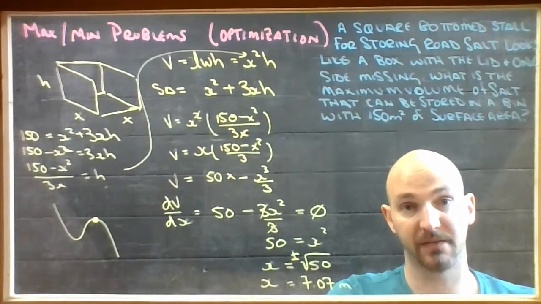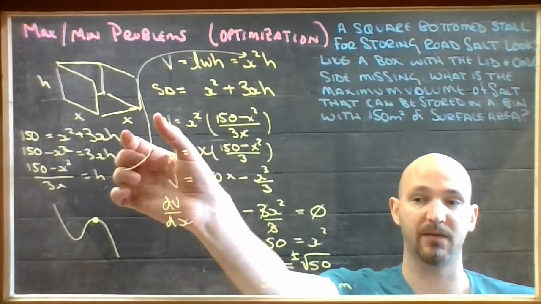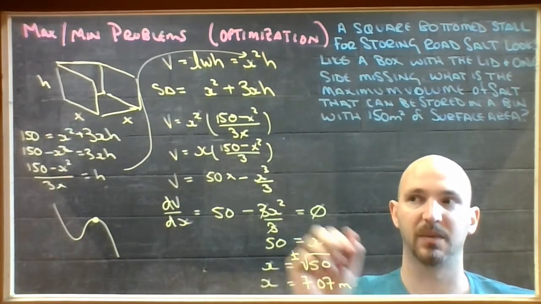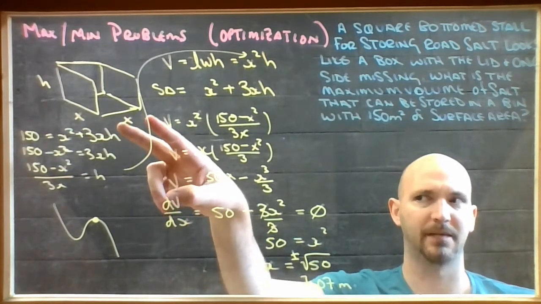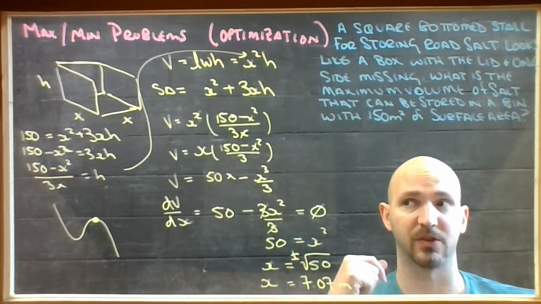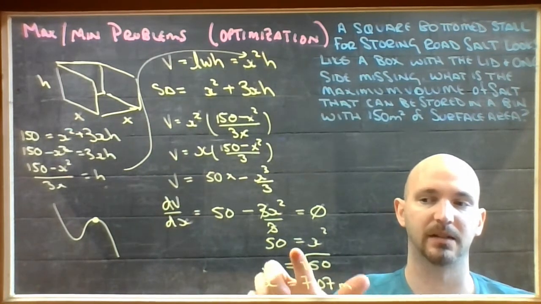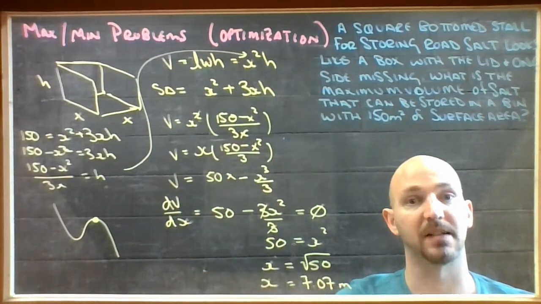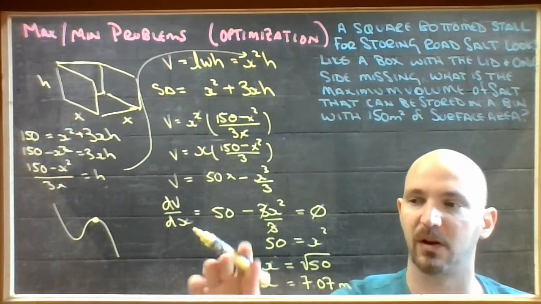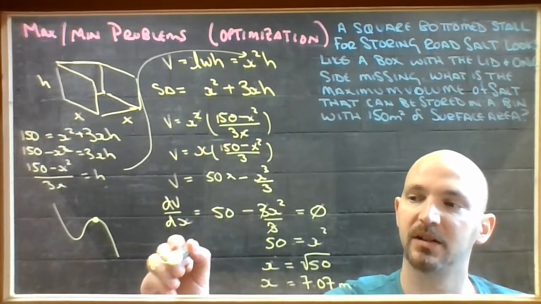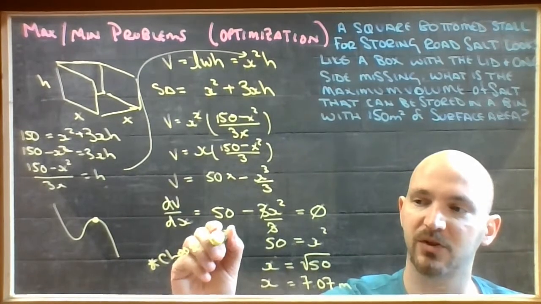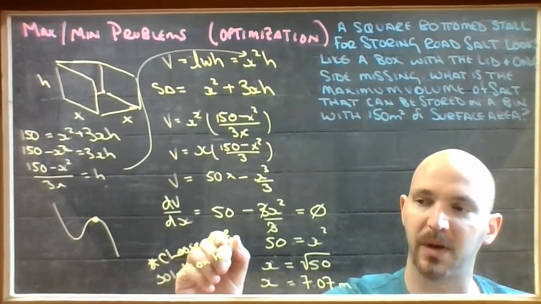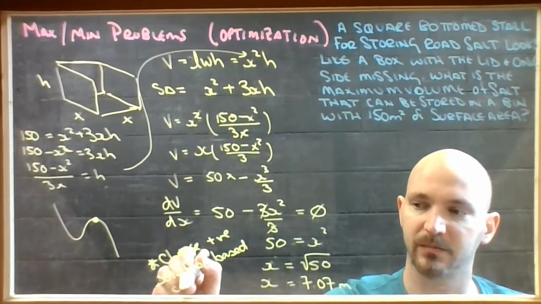Okay, so the positive answer means that this thing is 7 meters wide and 7 meters long. The negative answer means that this is negative 7 meters long. You can't make a geometric shape with negative lengths. So I'm just going to vanish that one because based on the context of the problem, only the positive is good. So I'm going to write that in there. Asterisk: choose positive solution based on context of the question.